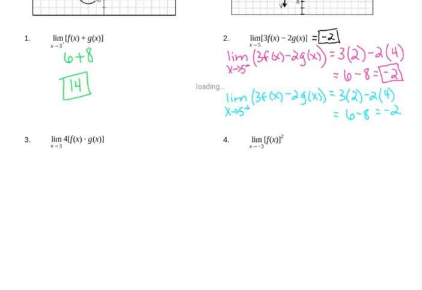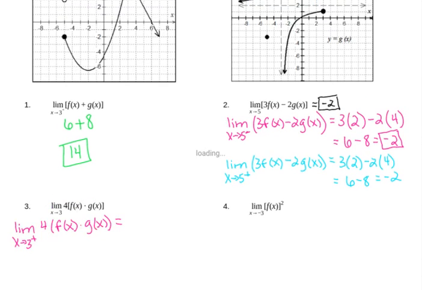So now looking at number 3, we can see that that's a two-sided limit again. So now we're going to do the limit as x approaches 3 from the right of 4 times f of x times g of x. And so again, because of the properties that we have, we know we can just take the 4 and then multiply by the limits that we get for f of x and g of x.